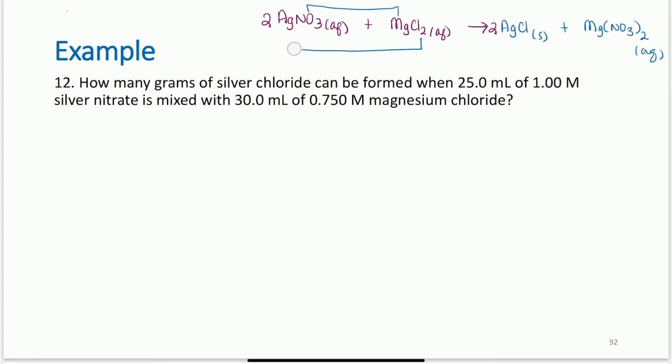Okay, so again, you don't have to, but what I like to do is write down what I know I'm starting with. I'm starting with 1 molar silver nitrate, and specifically 25 milliliters of it, which is 0.0250 liters. For magnesium chloride, I'm starting out with a 0.75 molar solution and 30 mL of that, so 0.0300 liters. Because I am given volumes and concentrations for both reactants, this is a limiting reactant example.